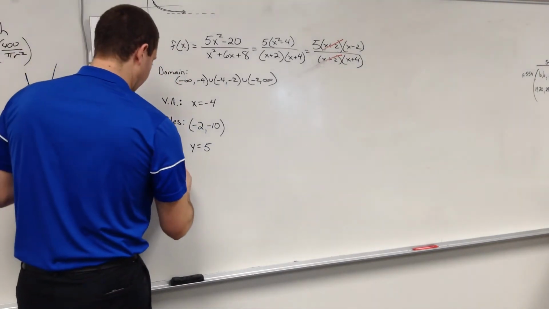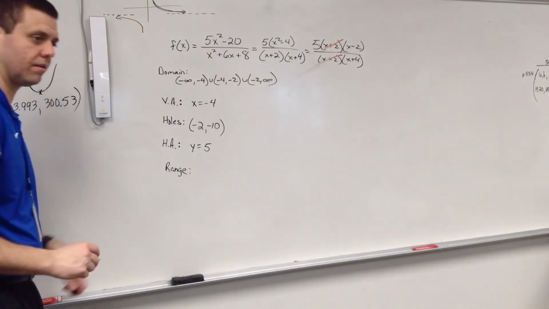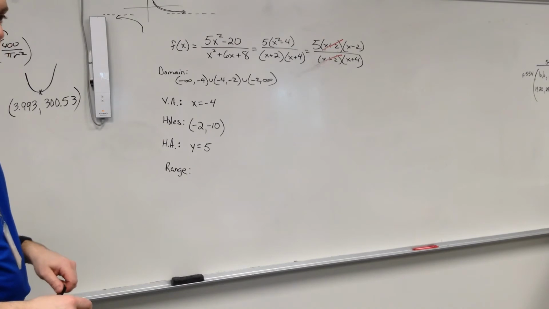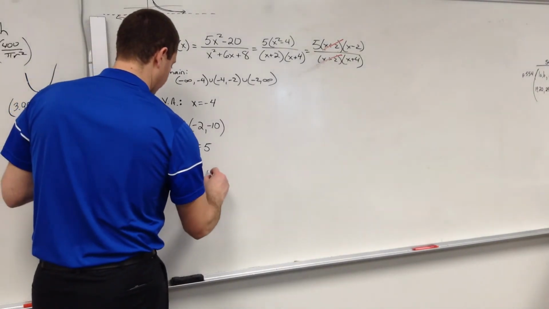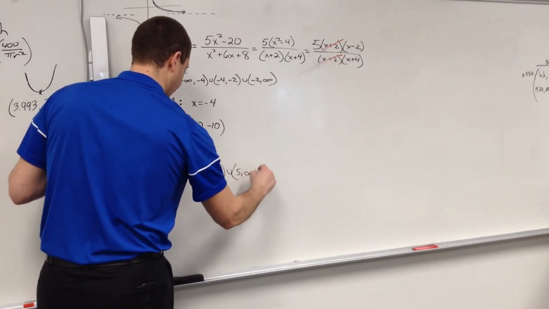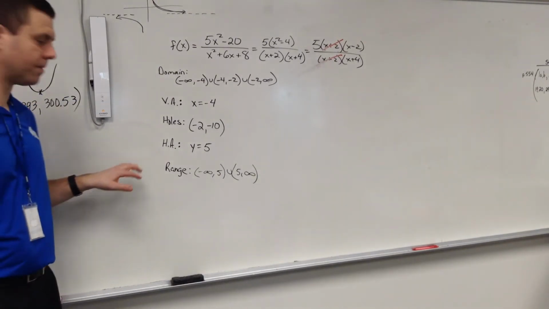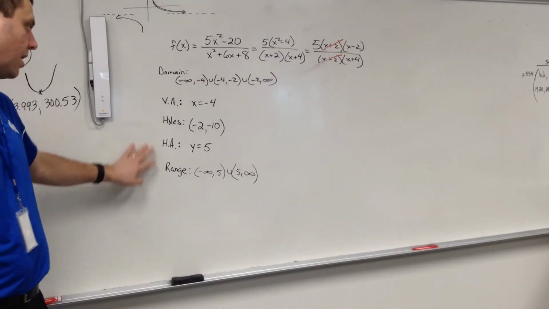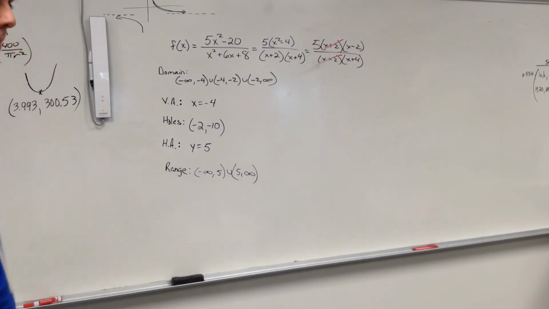That means the graph doesn't touch a y value of 5, right? But it touches every other y value. So what is my range? Negative infinity to 5 union 5 to positive infinity. And again, you're looking at Desmos for both of those answers. I'm going to trust you can enter that, and we'll do that after the video's done. I'm just doing it for time purposes, I'm going to keep rolling.